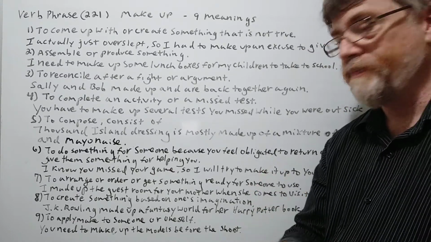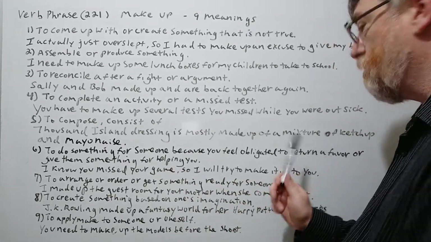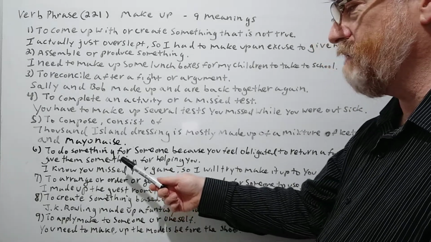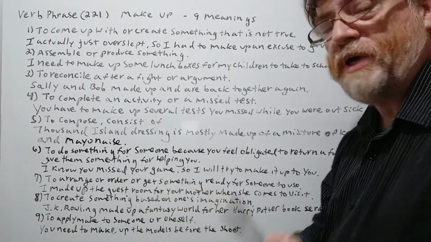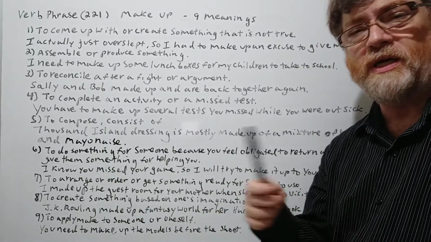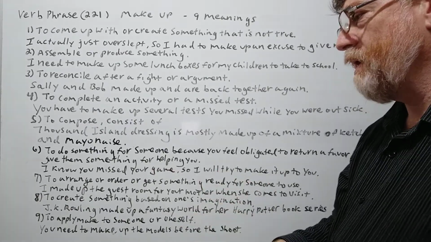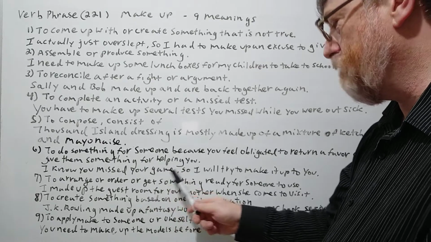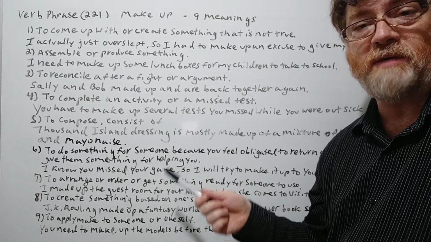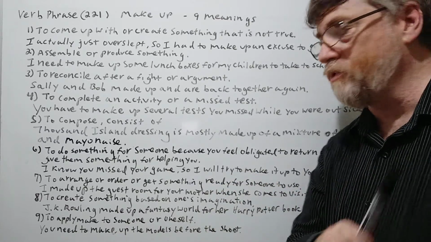All right, number 6 here. To do something for someone because you feel obligated to return a favor, or you feel like you owe them for some reason, or give them something for helping you, something like that. You want to make it up for someone, or you inconvenienced someone, so you're making up for that. I know you missed your game, so I will try to make it up to you. I don't know, maybe treat them to some meal or treat them to a night out or something like that to make it up to them.